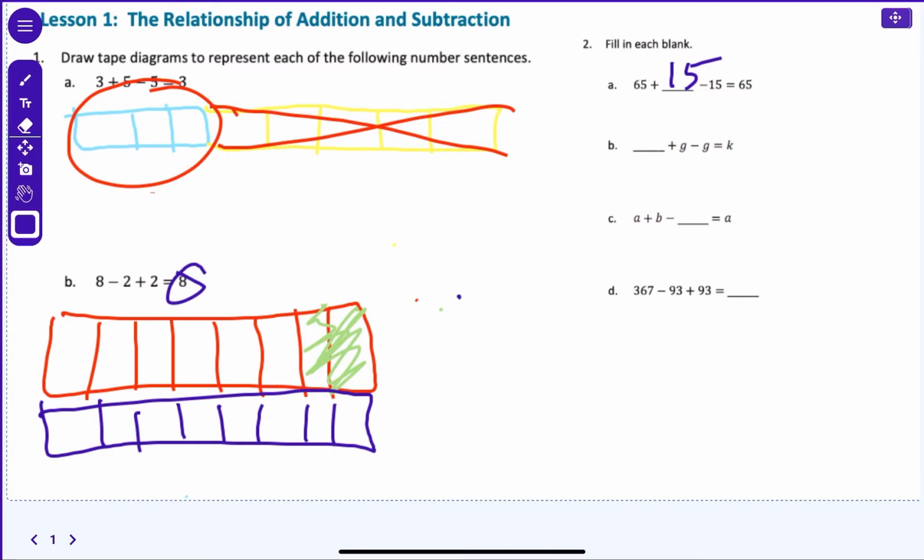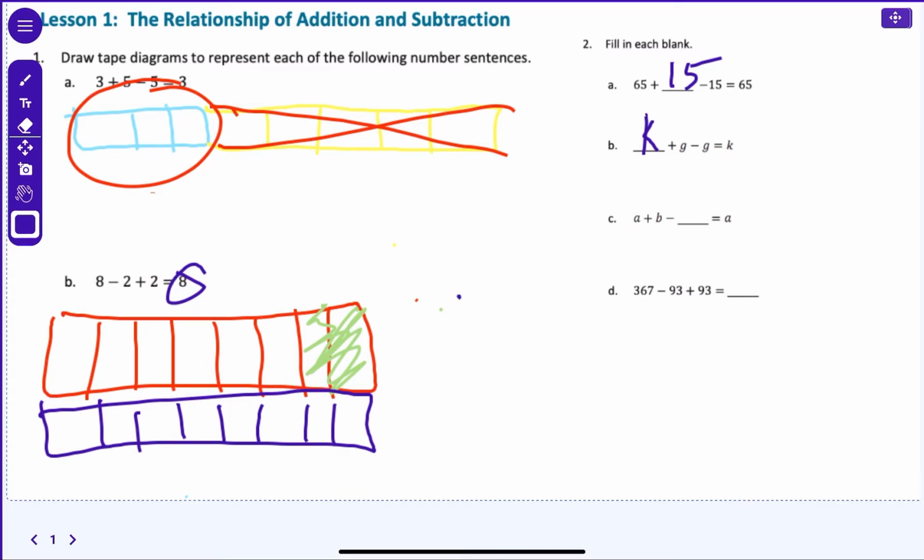B says some number plus G minus G equals K. We got to have a K somewhere, don't we? What is G minus G? Yeah, but just what is G minus G? 0, right? 15 minus 15 is 0. So we're just canceling those numbers out.